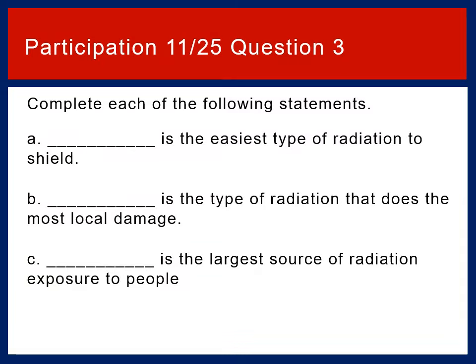Participation 1125, Question 3. Complete each of the following statements. A, blank is the easiest type of radiation to shield. B, blank is the type of radiation that does the most local damage. And C, blank is the largest source of radiation exposure to people. This is the third question on participation 1125, due Tuesday, November 25th at 11:59 p.m. over on Blackboard. The link to the assignment is right below the links to these videos.